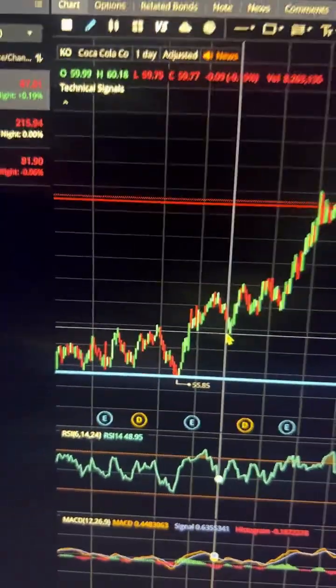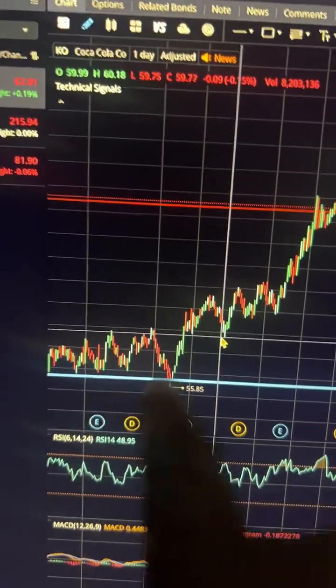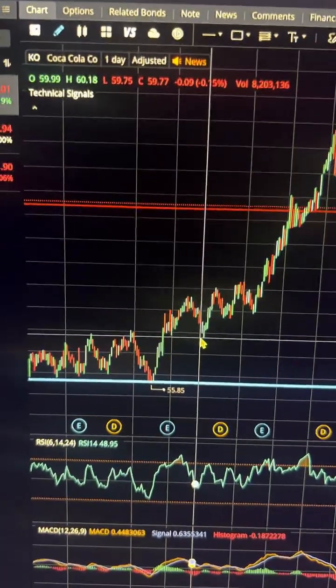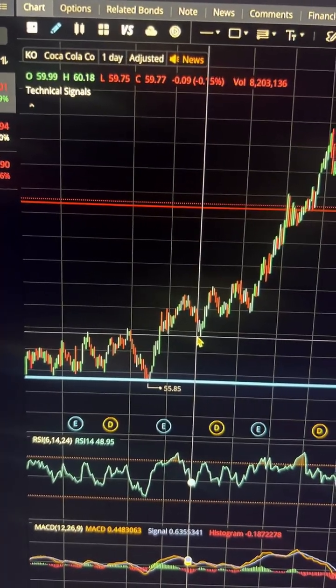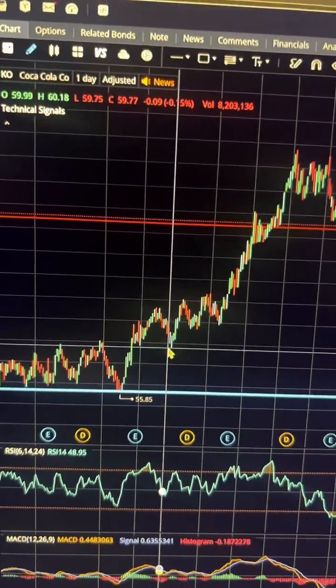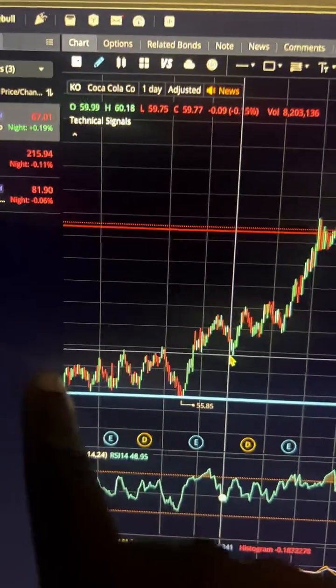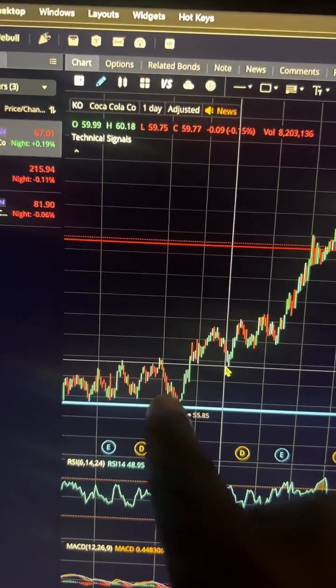Do y'all hear me? If you see the price really refusing to go under that level, it's a strong level of support. Price will nine times out of ten bounce back up off that level every time it touches that level. Easy money, y'all. I call it a textbook trade. Easy money.